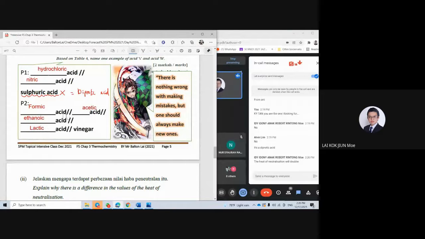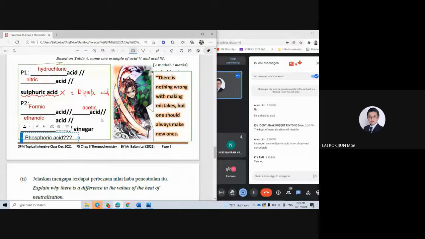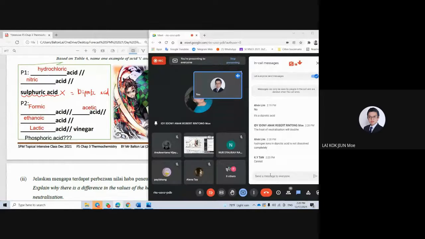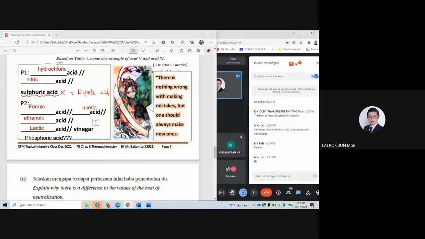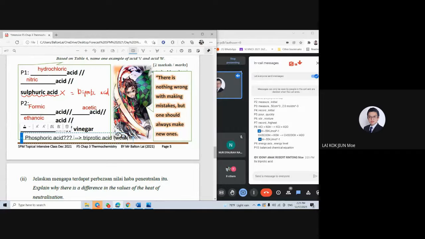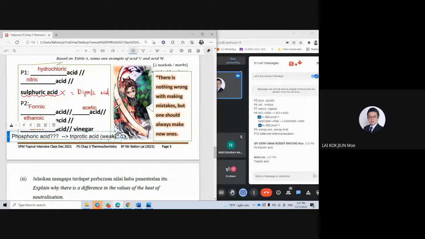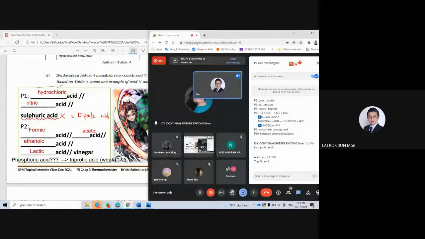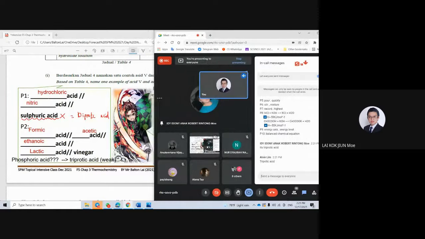Same thing with this one. Can I write it? Can or cannot? Can we accept phosphoric acid, also a weak acid? Yes. Why cannot? Because phosphoric acid is considered a triprotic acid, even though it's also a weak acid. Yes, you see, this guy is very good. The evening slot one is very clear-minded. I think it's because you just finished your meal, right? More spirit. Good, Monica, cannot.